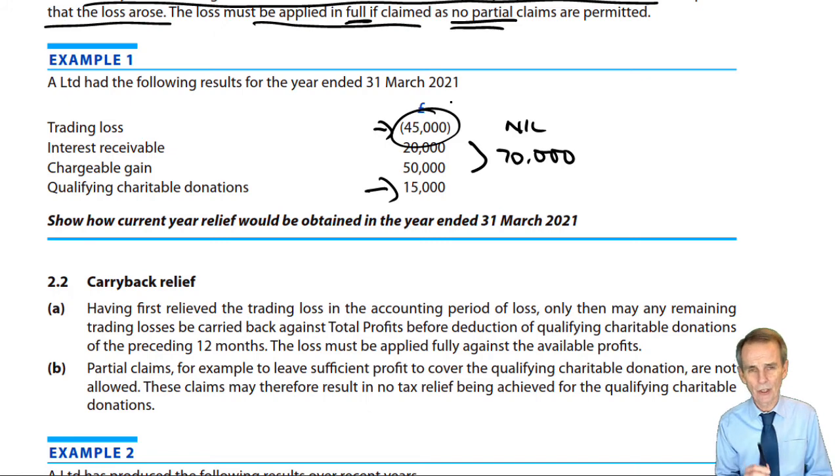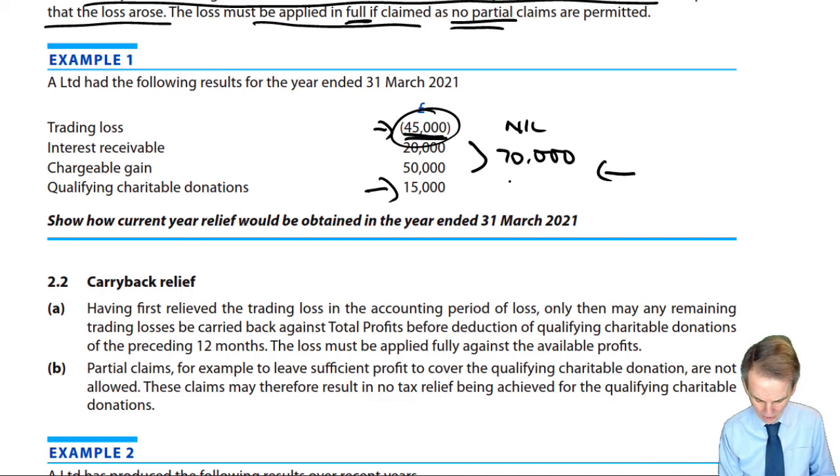So where a question says in its requirement to you to assume that relief is claimed at the earliest available opportunity, and that's a frequent requirement, then that means current period claim to the extent that there are total profits, and then any balance of unused loss carry back 12 months, normally equates to the preceding accounting period, but it's the 12-month carryback. Now here, we've got a loss of £45,000. That's where it would go.